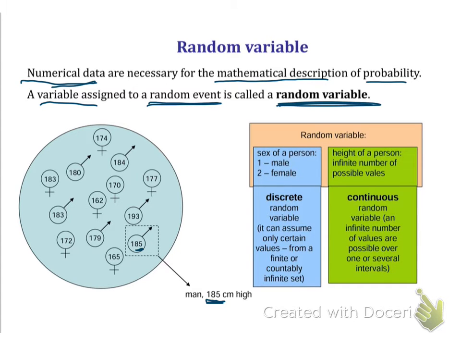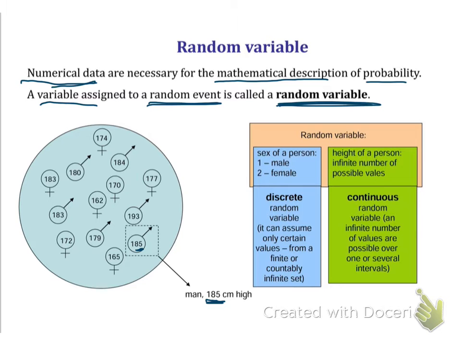So male and female, I can count how many females here and how many males, I can count them. So it's called a random variable because it's random. I can pick them randomly from the sample or from the population. So it's called a random variable. And the second thing, the height. The height is randomly taken also, so they are called random variables.